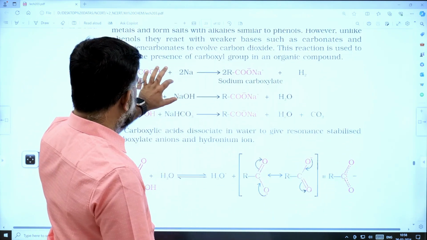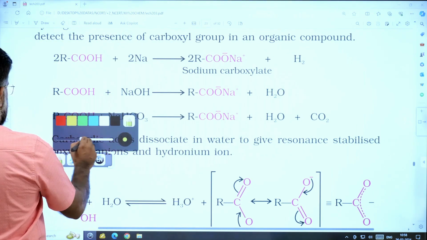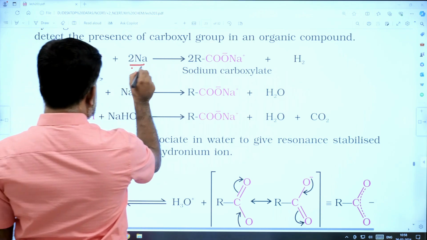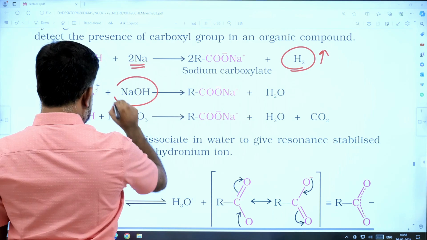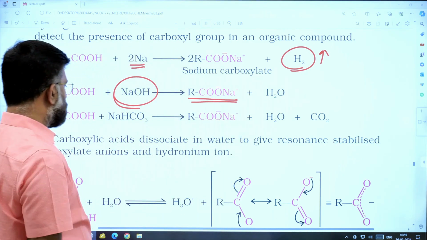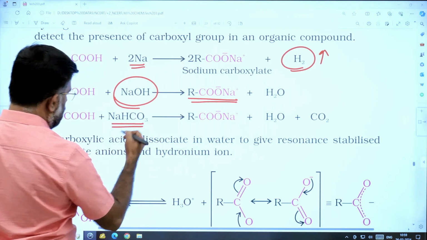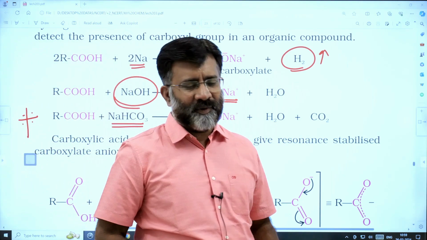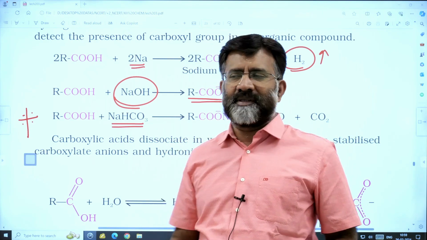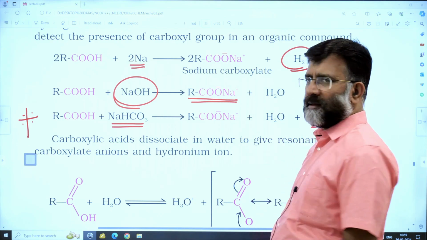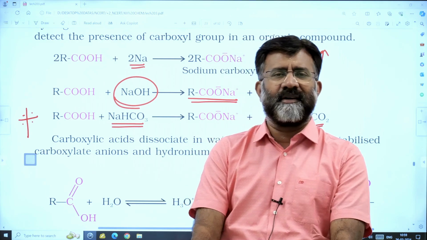In fact, a carboxylic acid can be sufficiently acidic. It interacts with active metal like metallic sodium, liberating hydrogen gas. It interacts with NaOH, giving salt, neutralization. A very important point is their interaction with sodium bicarbonate. You know, a very simple test for acids is the bicarbonate test. It produces brisk effervescence.